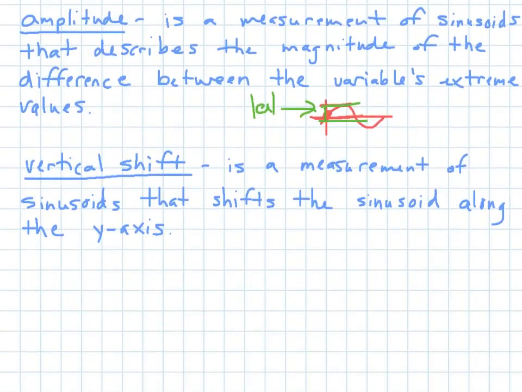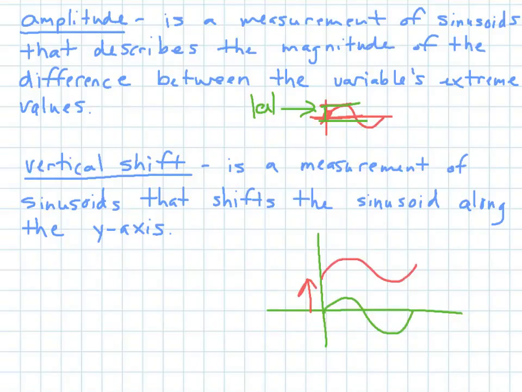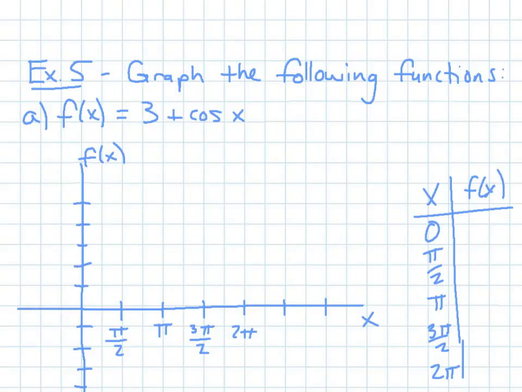The next value is the vertical shift, which is the measurement of sinusoids that shifts the sinusoid along the y-axis. So if I have a graph, and let's say this is my sine function, then your value may move it up, or it may move it down, depending on what that value is, but you're moving up and down on the y-axis, not the x-axis. Okay, so let's graph some.